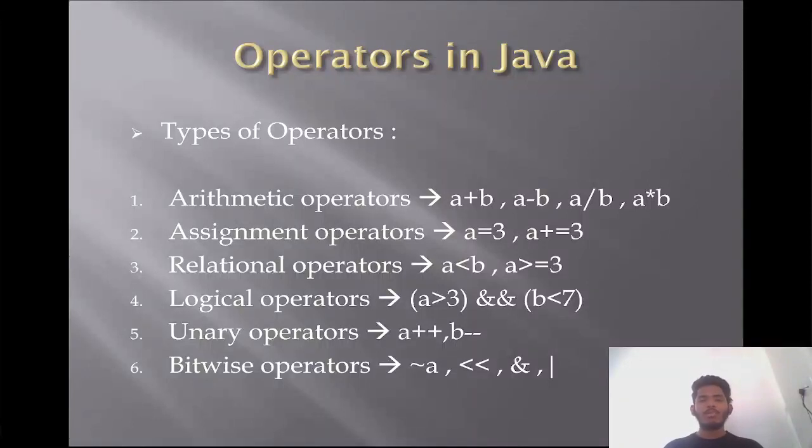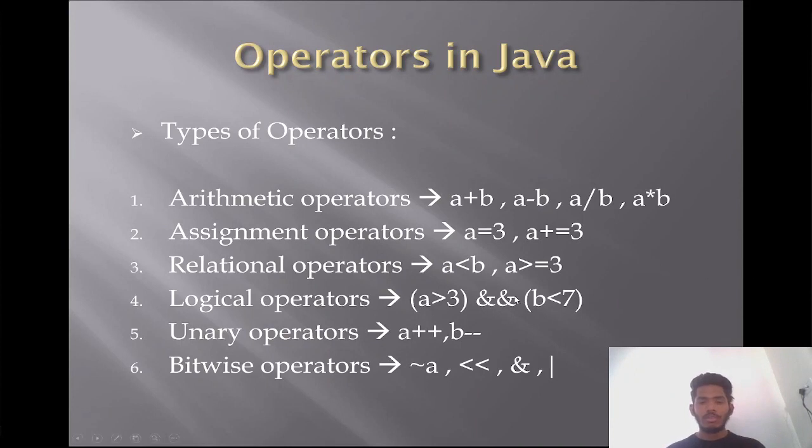There are different types of operators in Java, just like arithmetic operators. If we want to add two numbers, subtract, multiply, divide, or do an arithmetic operation, we have to use the arithmetic operators, just like a plus b. It will give the sum of a and b. The assignment operator: we have to assign each variable a value. For that we will use the assignment operator, just like the equal to sign or plus equal to 3. It will add 3 to the initial value of that variable.